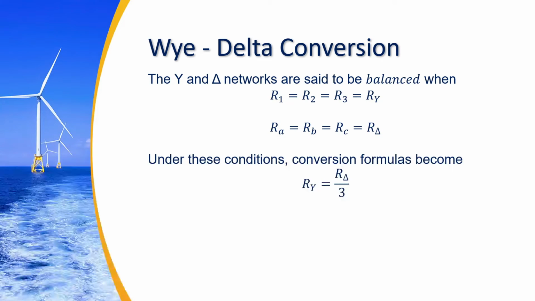Or, so kunin natin yung cross multiplication na to. So, itong 3, multiplied lang natin sa RY. So, makuha natin yung R delta. So, ang R delta natin ay equivalent sa 3 times RY. Okay? So, let's proceed sa example 1.